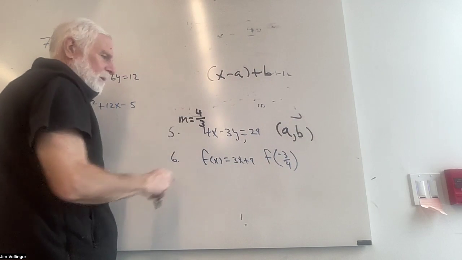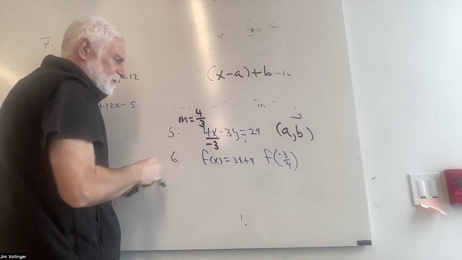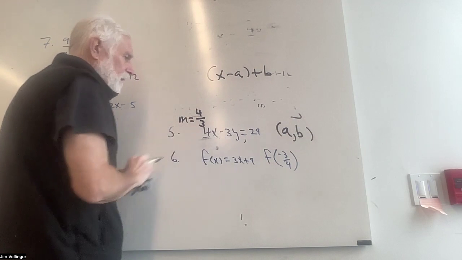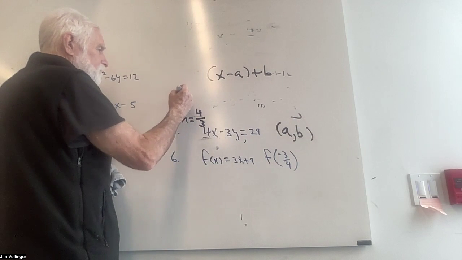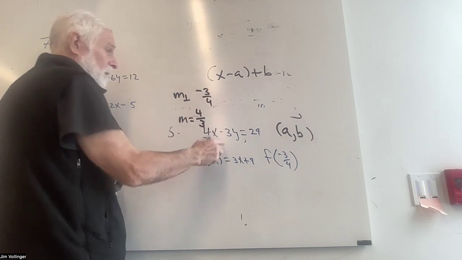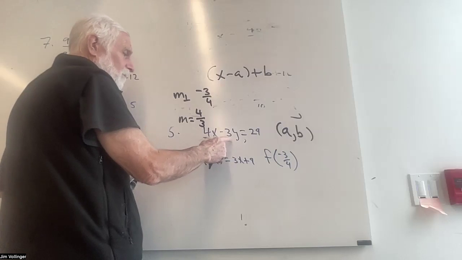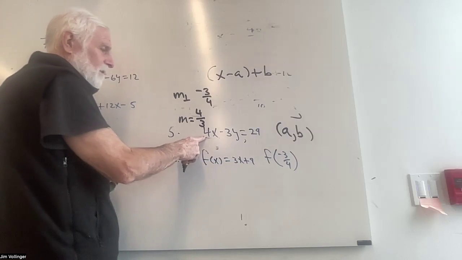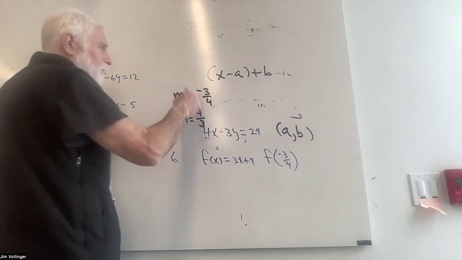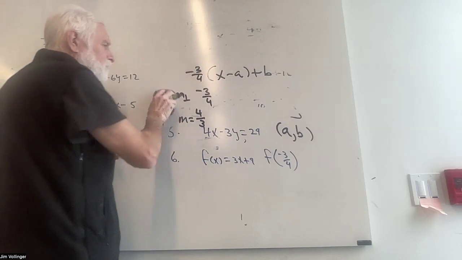I've seen the shortcut. Bring the minus 3 in front of, underneath the 4 and change the sign. And the perpendicular slope is the negative reciprocal, so that's negative 3/4. And I think I can see that immediately. Take the multiplier in front of y and just divide it by the multiplier in front of x. And so therefore, that's my answer here: minus 3/4 x minus a plus b.